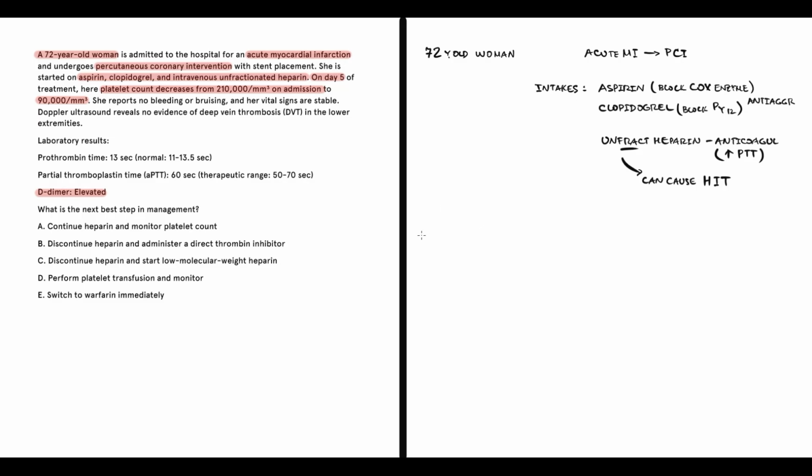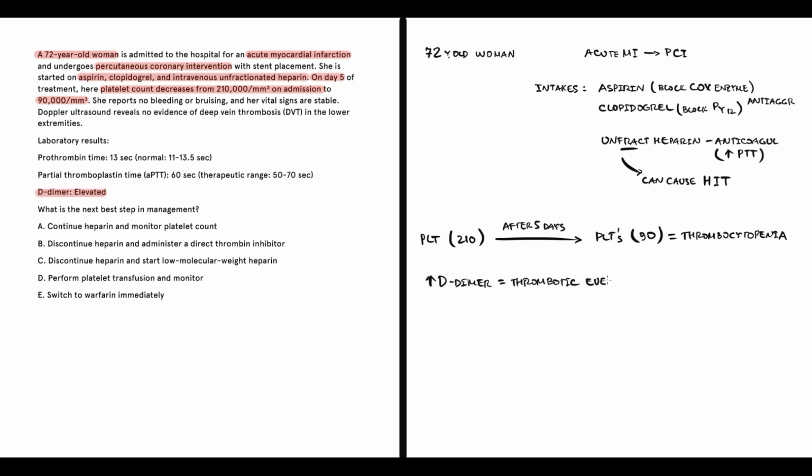In this case, platelet count before treatment was 210, and after 5 days of treatment, platelet count became 90, so thrombocytopenia developed. Also, she has increased concentration of D-dimer, and elevation of D-dimer tells us about thrombotic events. Basically, D-dimer is a byproduct of fibrinogen consumption, and we consume fibrinogen if thrombi are formed. Among all features that are given to us, only heparin could cause thrombocytopenia.